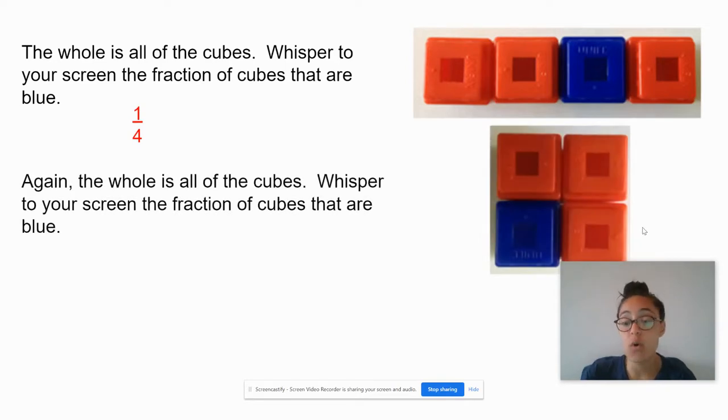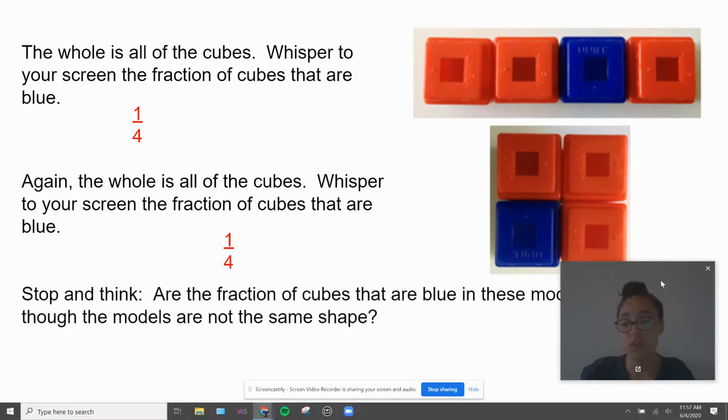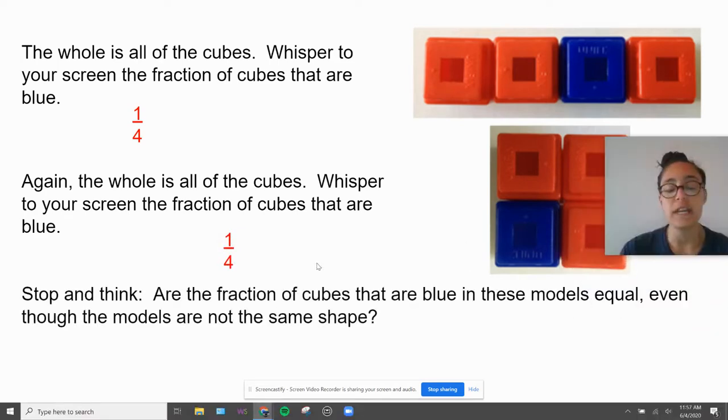Again, this whole is all of the cubes combined. So this is one whole right here. Now, again, whisper to your screen, what fraction is blue? If you said 1/4, great. So let's move this up. I want you to stop and think, are the fractions of the cubes that are blue in both of these pictures equal, even though the models aren't the same shape? Think about, is this equal to this? They have two different shapes, but they have the same fraction.